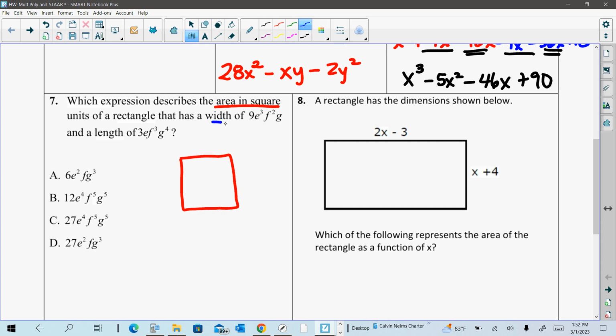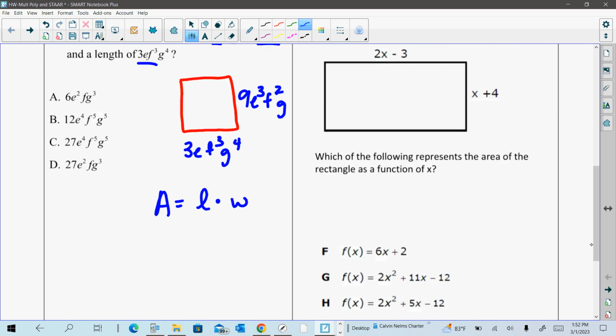It tells us that the width is 9e to the 3rd f squared g, and our length is 3e f to the 3rd g to the 4th. Because we're doing area, we're doing length times width. So we're just substituting our length, 3e f to the 3rd g to the 4th, times our width, 9e to the 3rd f squared g. And following the exponent rule when multiplying, the product rule means you add the exponents.